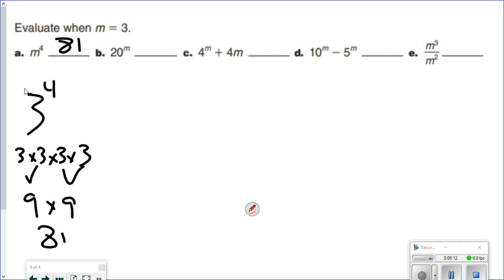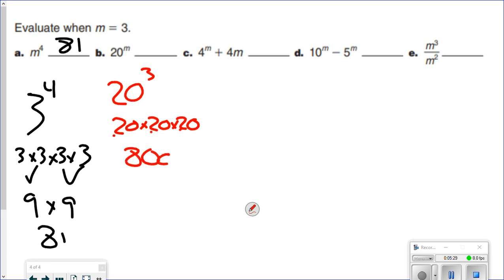New color. 20 to the m. Well, m is 3, so 20 to the third power. That means 20 times 20 times 20. Well, can we do that easily? Can we do that mentally? Well, let's take a look. 2 times 2 times 2 is 8. All the zeros would be 8,000. 8,000 is your answer.